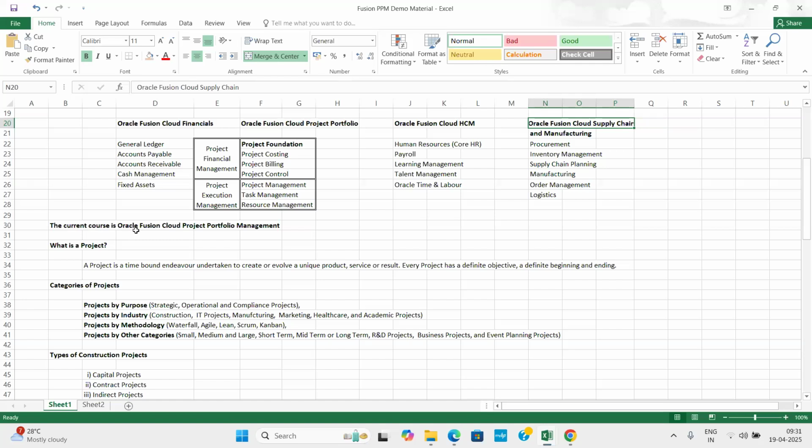What is a project? For the freshers I'm talking about; you know very well about it, Mr. Ramesh. A project is a time-bound endeavor undertaken to create or evolve a unique product, service, or result. Every project has a definite objective, a definite beginning and ending. No project can go without a limitation of time. They will have to achieve certain things in a time frame, so a project is to be completed. It should have an objective, a beginning time, and an ending time.